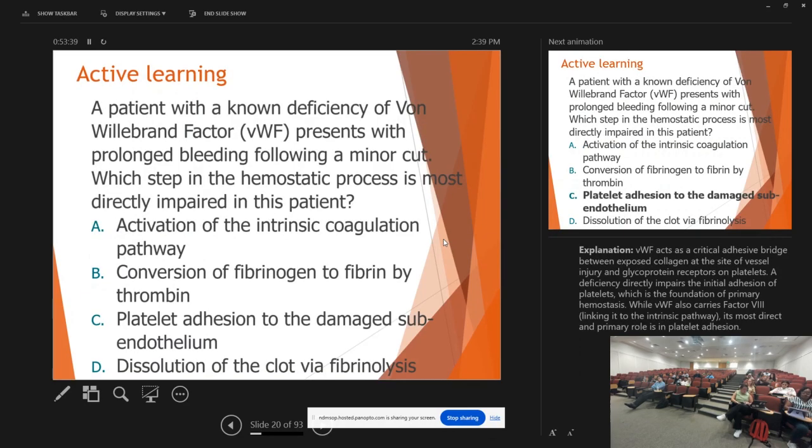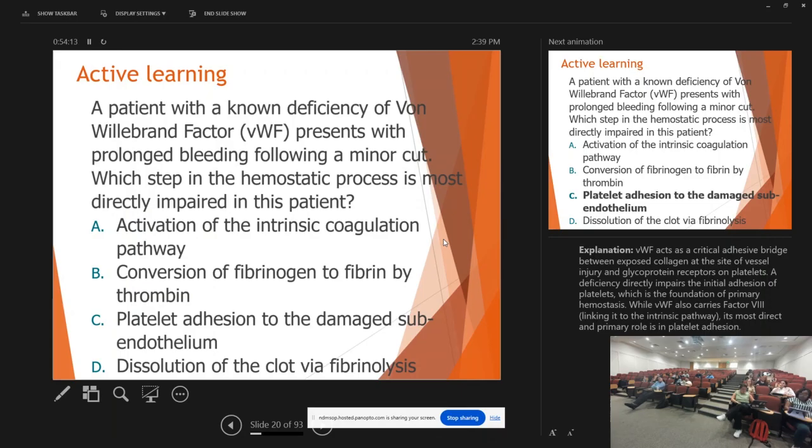Okay, so now I still have to do other sections. Let's review this question. Which group has not, your group? We chose C. Let's read the question first. A patient with a known deficiency of VW factor presents with prolonged bleeding following a minor cut. Which step in the hemostasis process is most directly impaired in this patient?